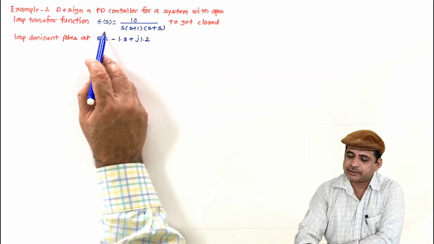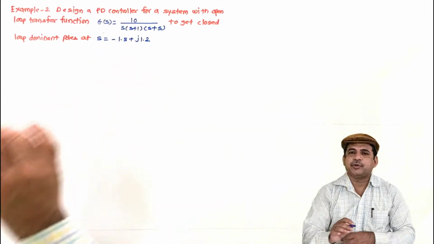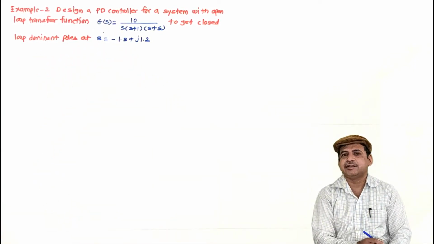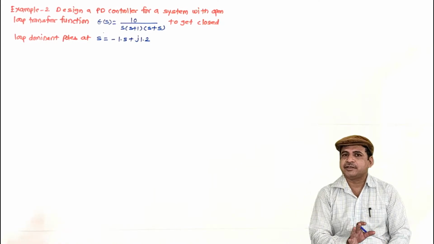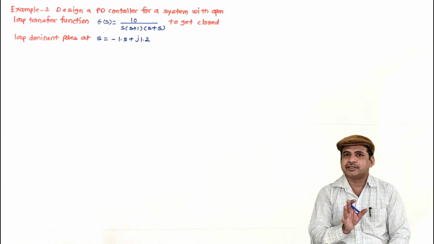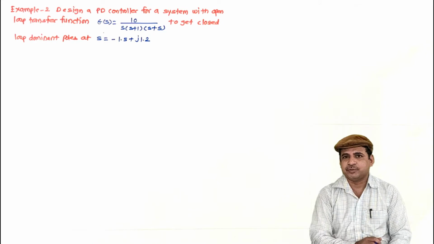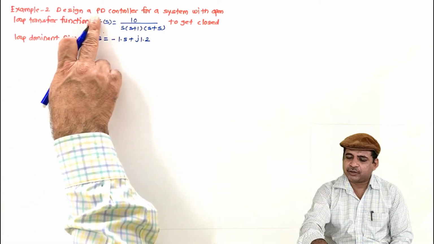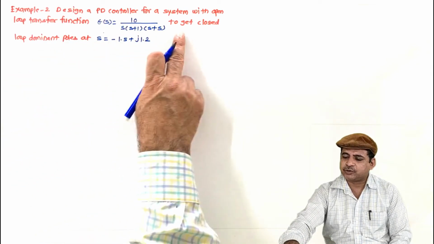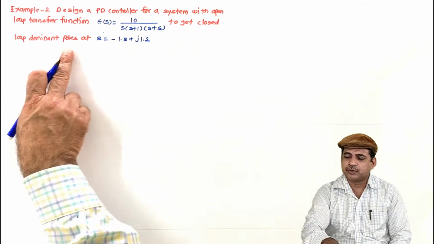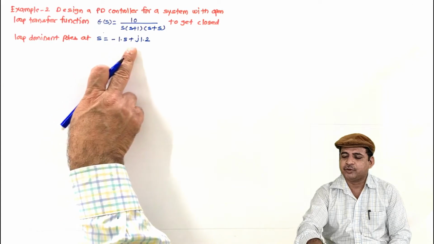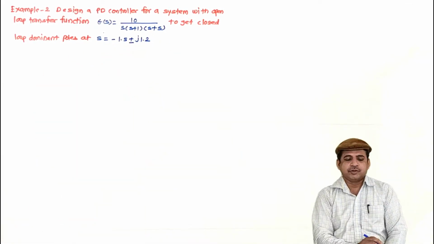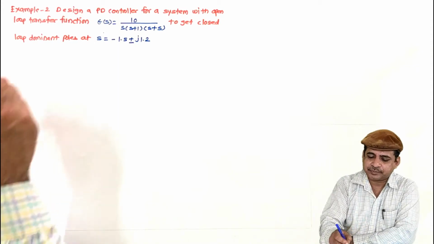So here you look at the system already has a pole at origin. So already the system is of integrating nature, and hence PD controller is enough to make the steady state error equal to 0 for the step input. And that is why only PD controller is to be designed so as to place the closed loop dominant poles at S equal to minus 1.5 plus or minus J 1.2. So let us begin with it.